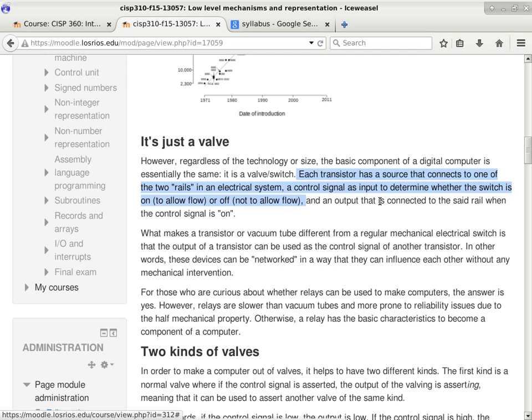Just imagine a normal electrical switch. It connects to the hot line, goes through the load, which is the light or something else, and then connects to ground. So when you flip the switch, it completes the circuit, and electricity can flow through the device that you're turning on, and that's the purpose of a switch. A transistor is an electronic switch.